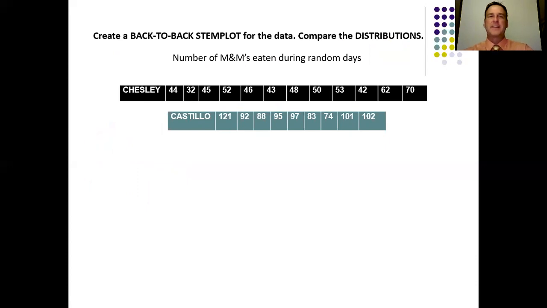Last, maybe the second last one. It says create a back-to-back stemplot for this data. So again, we got another stemplot. Back-to-back, and the reason why we have a back-to-back is because we have 2 different pieces of data here.